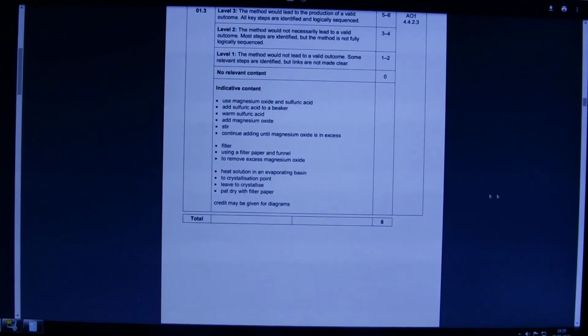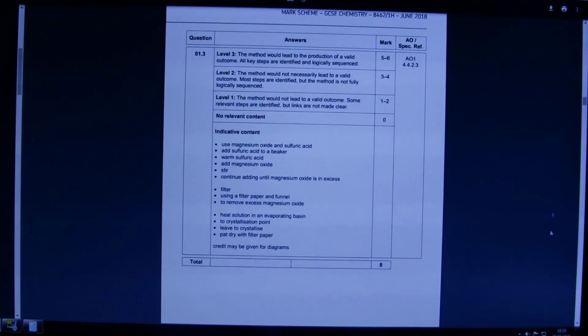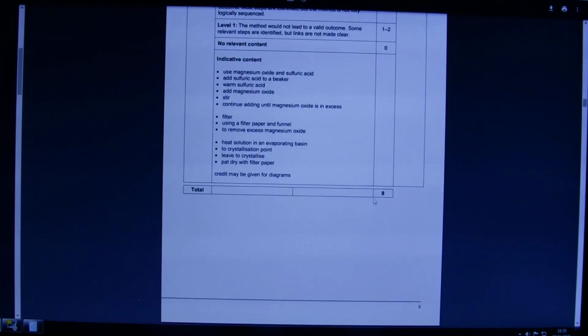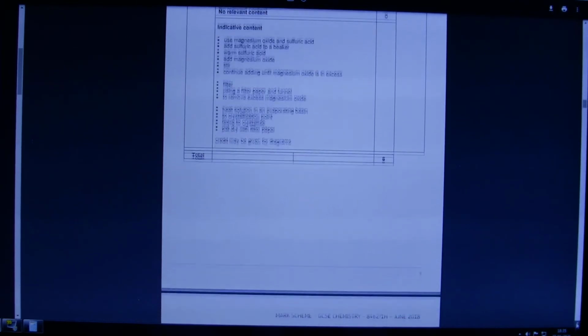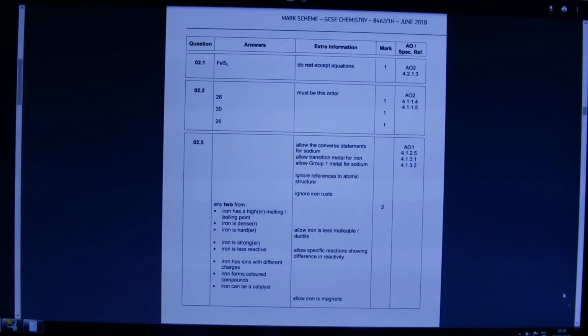This is a whole lot of points. About how many was this thing worth? Up to 6 points for how many bullet points down there? Heat solution in an evaporating basin to crystallization point and then leave to crystallize and pat dry with filter paper. What, so you don't bake it in an oven? Alright, biologists get to use ovens. Okay, what was next?